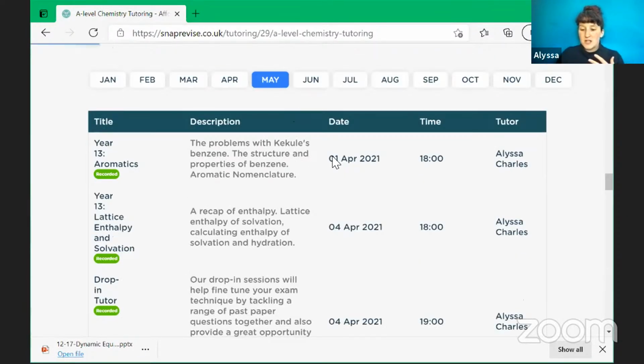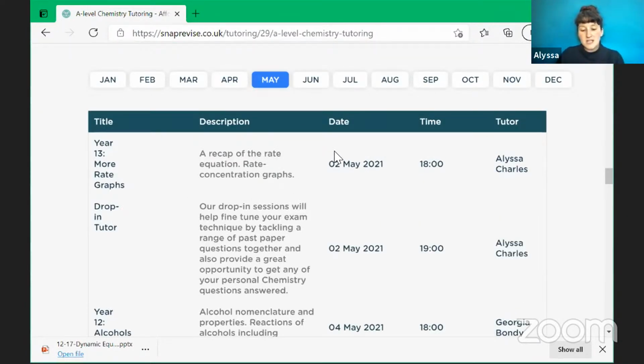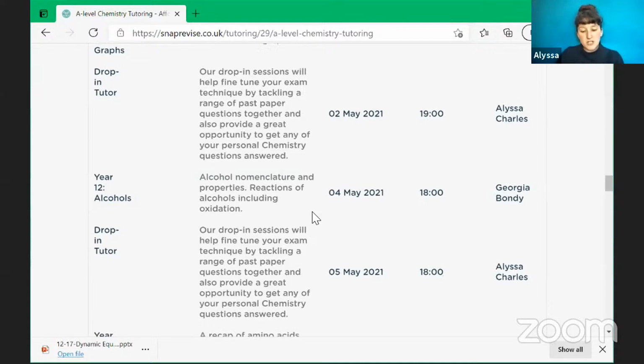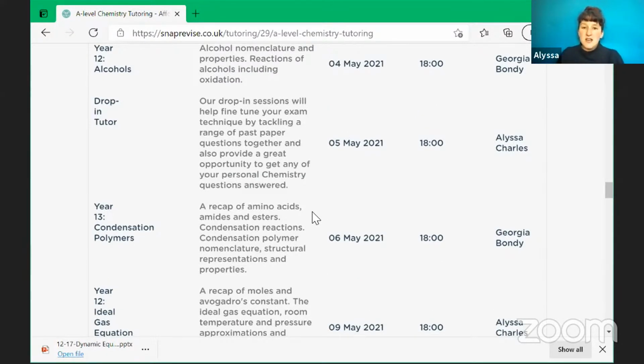So in May, for example, we've got some year 13 classes, some drop-in tutor sessions, so we've got year 12 alcohols, and we've got another drop-in tutor, etc. So you can use this to plan your time and work out what you want to come to, what you want to spend your time on, and you can submit your own questions and stuff for the drop-in sessions. So this is all on offer on the website.